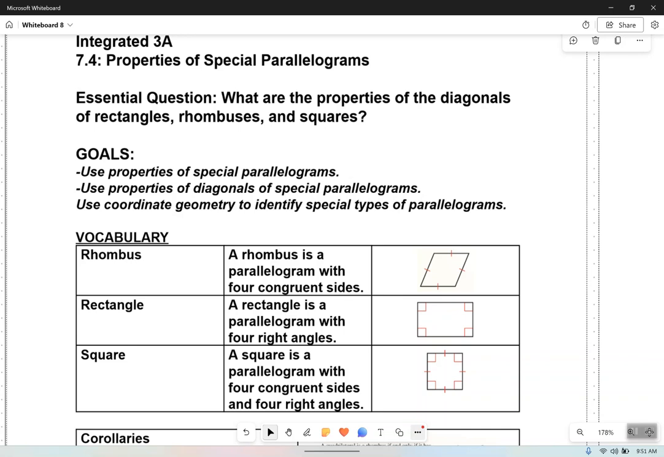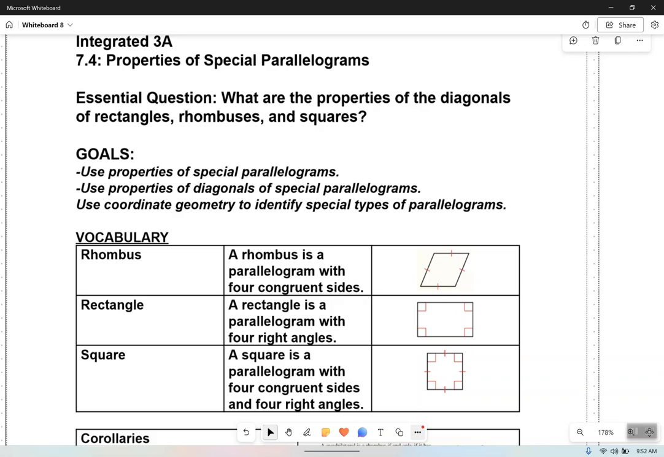We're going to look at properties of special parallelograms today, guys. And the essential question here simply says this. What are the properties of the diagonals of rectangles, rhombuses, and squares? Let me ask you this question. You guys heard of rectangles before? You heard of rhombuses before? You heard of squares before?